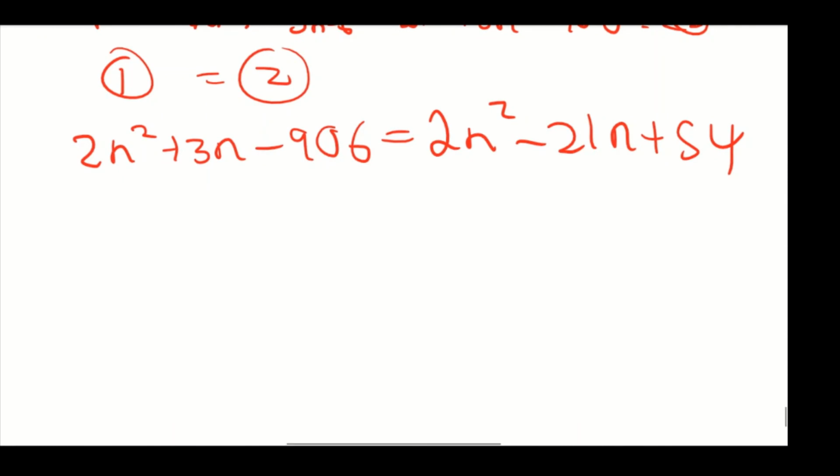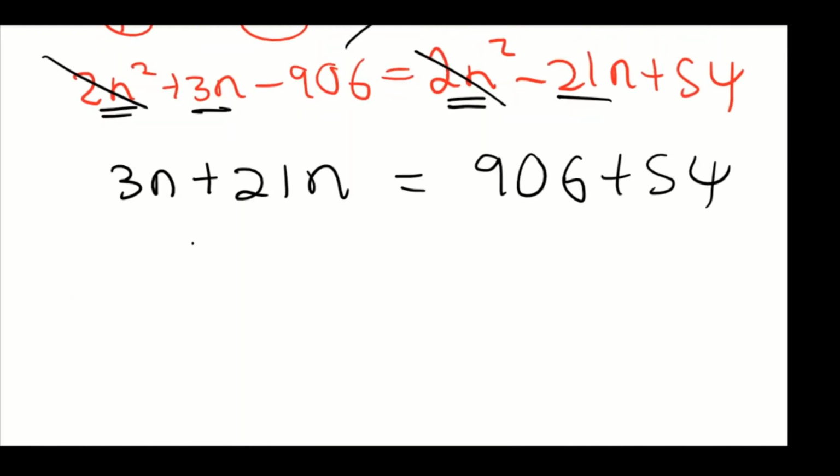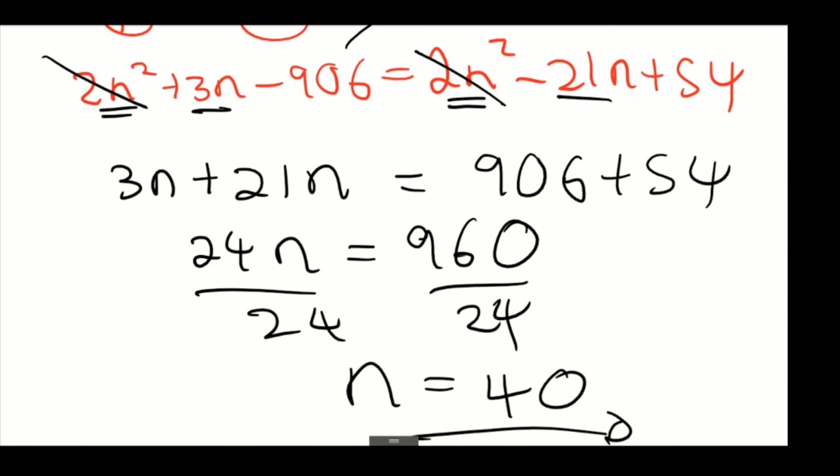So what you're going to do is, this is the like term of this one. If it's transposed to the other side, it's going to be negative, so they cancel out. Then we collect these like terms. We transpose the minus 21n to the other side, we have 3n plus 21n, and then you transpose the 906 to the other side, so we have 906 plus 54. If you add these two, you get 24n is equal to 960. Then you divide both sides by 24, you have n is equal to 40. So these are your number of terms.